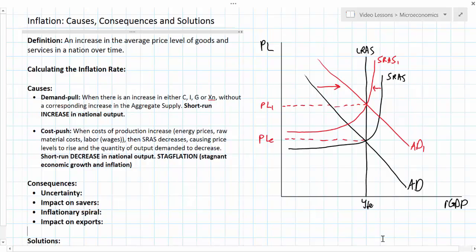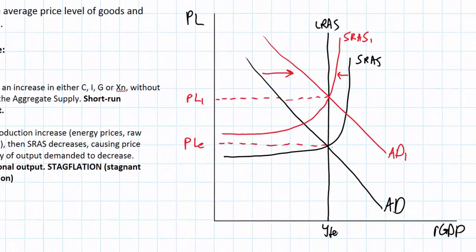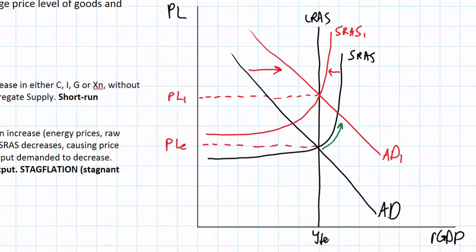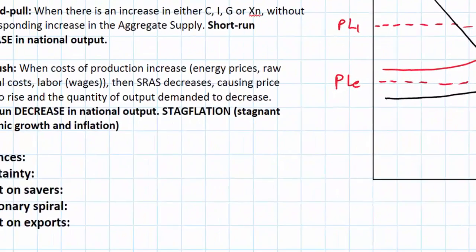As you can see in the graph on the right here, inflation exists whenever there is an increase in aggregate demand, causing a movement along the short-run aggregate supply curve, or when there is a decrease in aggregate supply, causing a movement along the aggregate demand curve. In both cases, price levels rise, causing several consequences for different stakeholders in the economy.